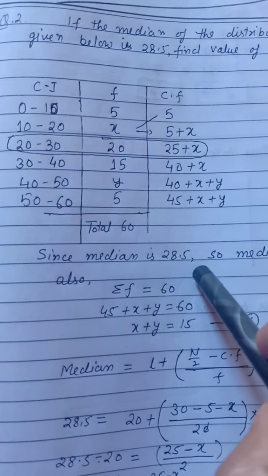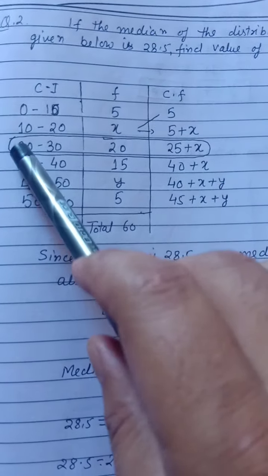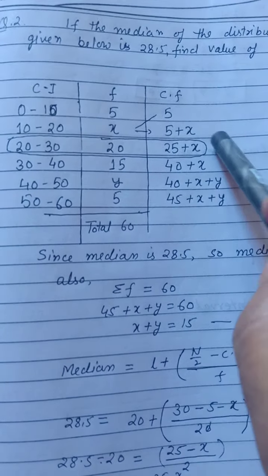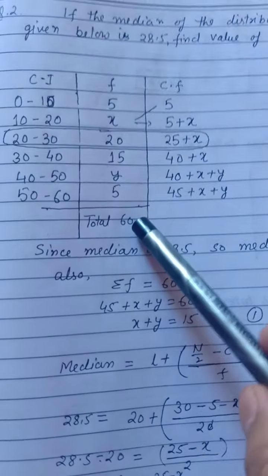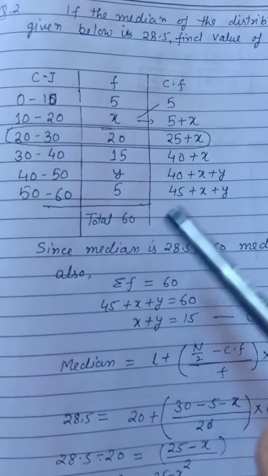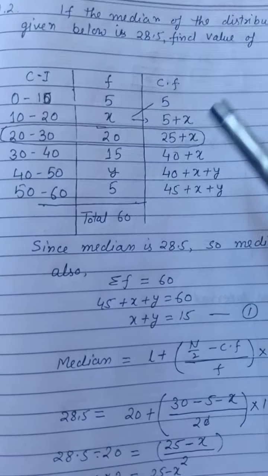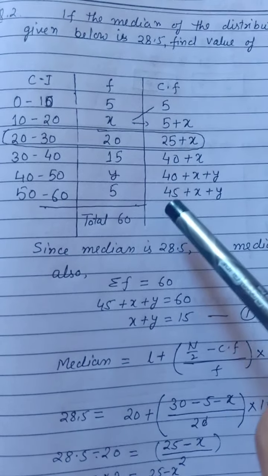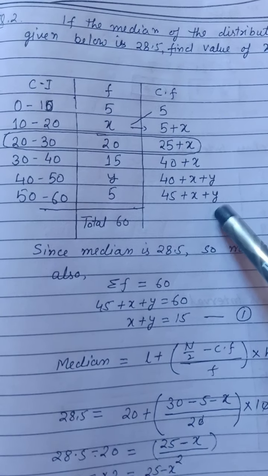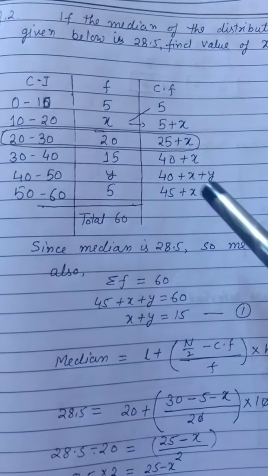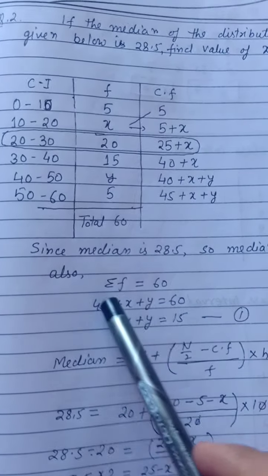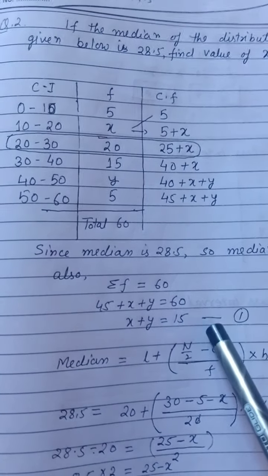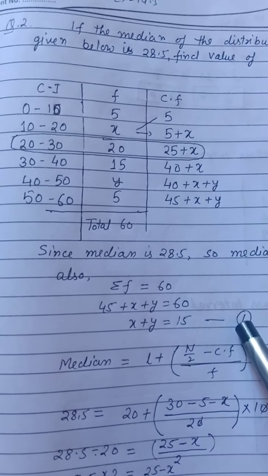28.5 was the median, so the median will lie between 20 to 30. So this is our median class. Now as the sum of frequencies is given as 60, at the last interval of the CF, since we have already added all the frequencies, 45 plus x plus y should be equal to 60. That is also the sum of frequencies. So 45 plus x plus y is equal to 60. From here we get x plus y is equal to 15. This will be considered as equation number 1.